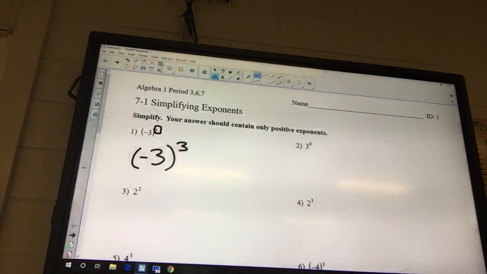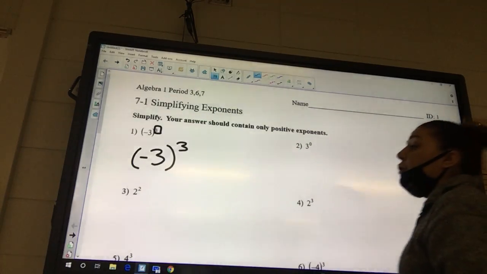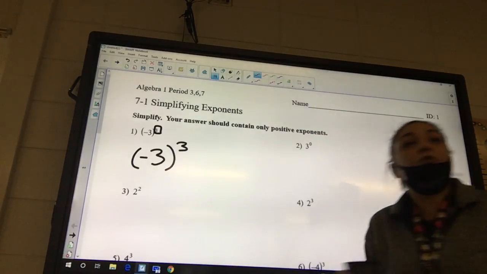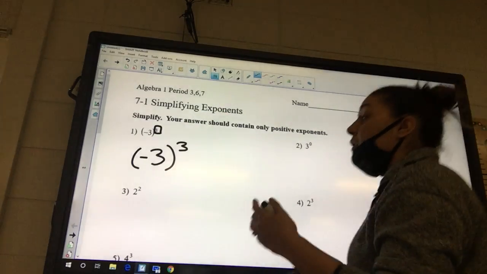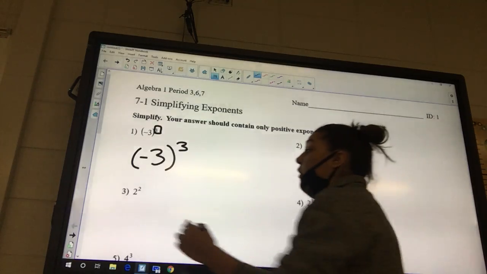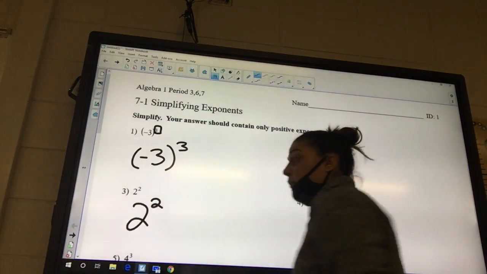Okay? If there's a negative or a 0 exponent, you need to simplify it. Okay? So 2 to the 2. What is 2 squared? It's 2 times 2 or it's 4. Okay, but we're not solving. We're just simplifying. So 2 to the 2. Do we need to do anything to this? No, not at all, so it's just 2 to the 2.